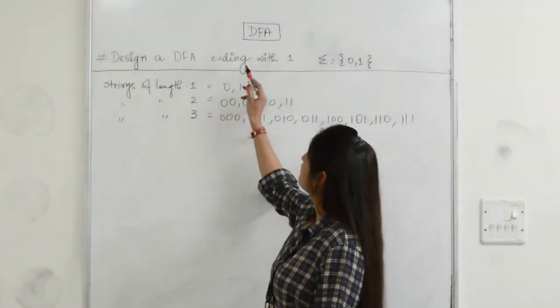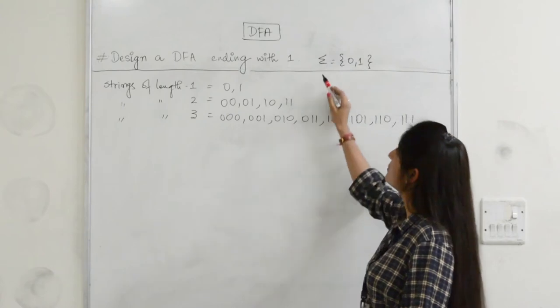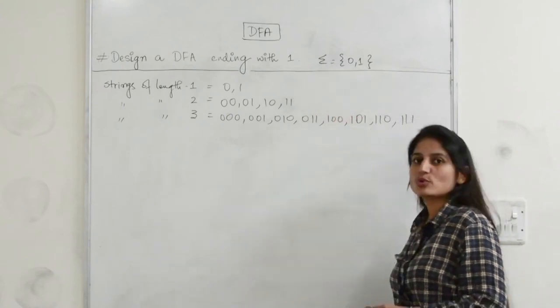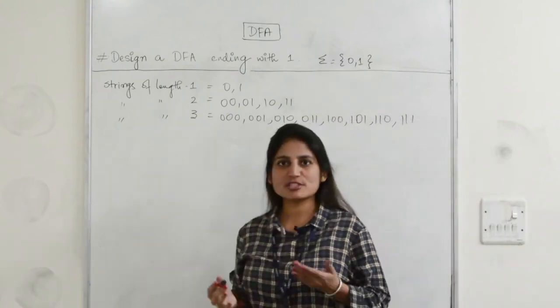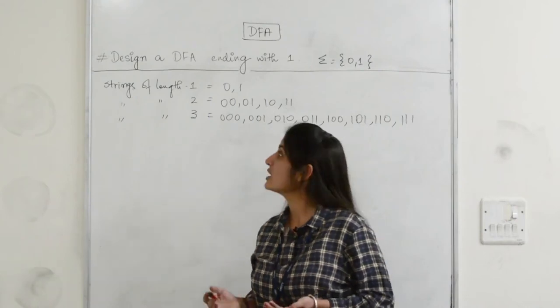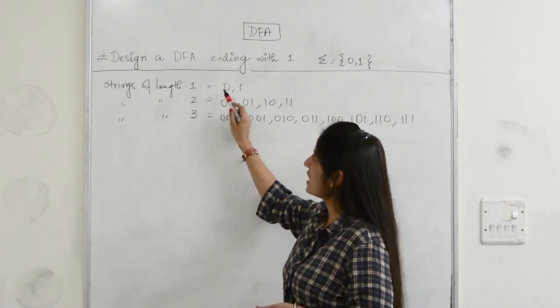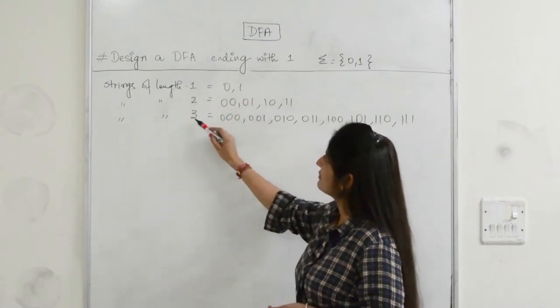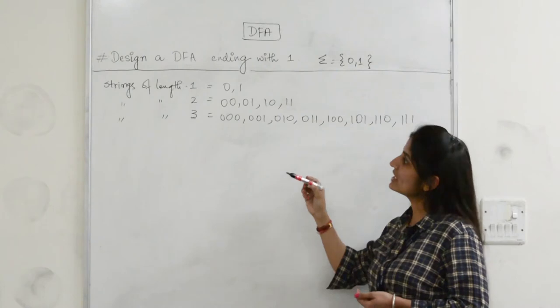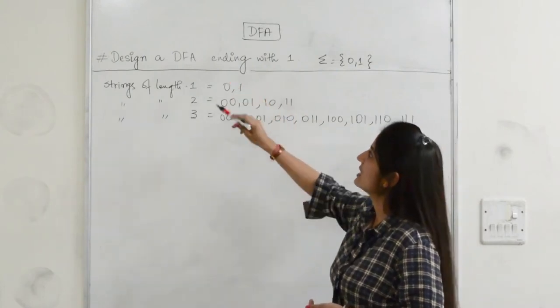Now we'll design a DFA ending with 1, where the input alphabets are 0 and 1. In such questions, first of all, we identify the strings which will be accepted by this DFA. So the possible strings of length 1 are these, 2 are these, and 3 are these. Out of these strings, we have to select the strings which will be accepted by this DFA.